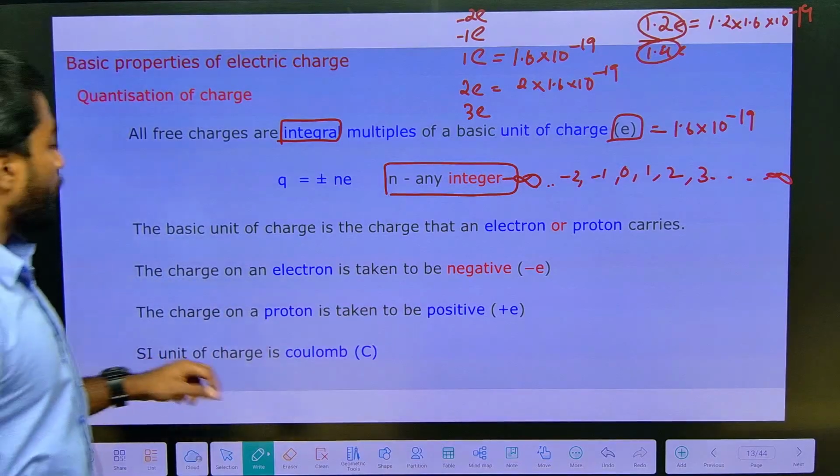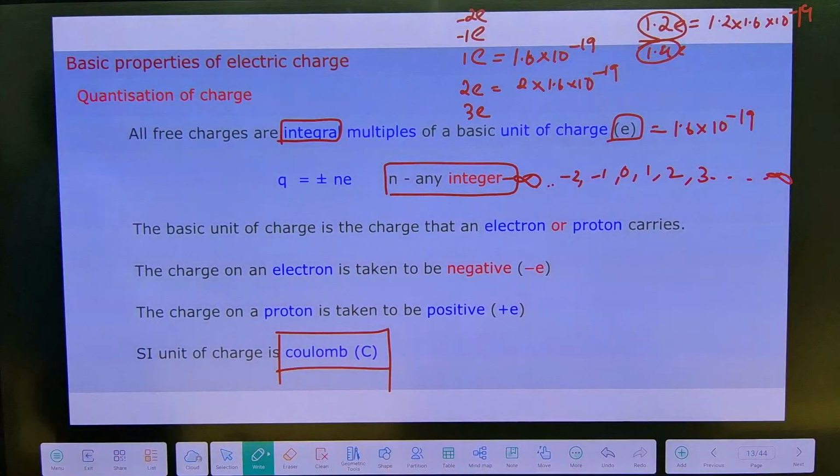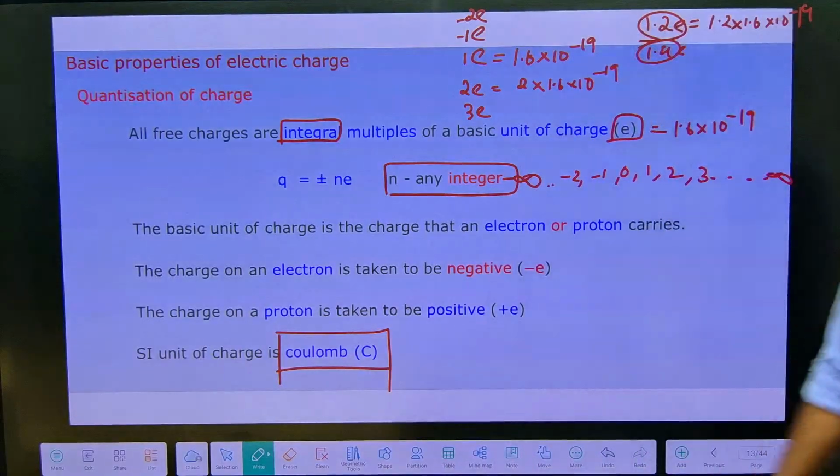So the SI unit of charge is coulomb. SI unit of charge is coulomb. We will see a question based on this.